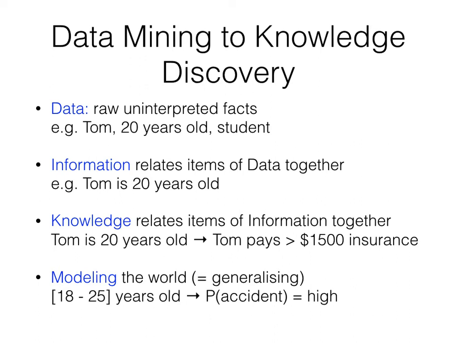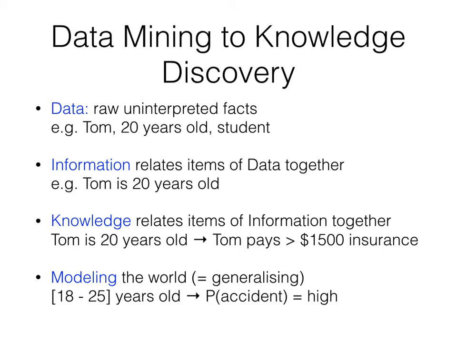There's an interesting idea that comes from artificial intelligence and knowledge discovery: there are different levels of data, information, and knowledge that give you different amounts of understanding. When we talk about data, we usually talk about raw, uninterpreted facts. For example, Tom, 20 years old, student. They don't really go together. They're just out there. The next level up is information. Information relates items of data together. For example, Tom is 20 years old. The two bits of data, Tom and 20 years old, are now related together. So we've got information.